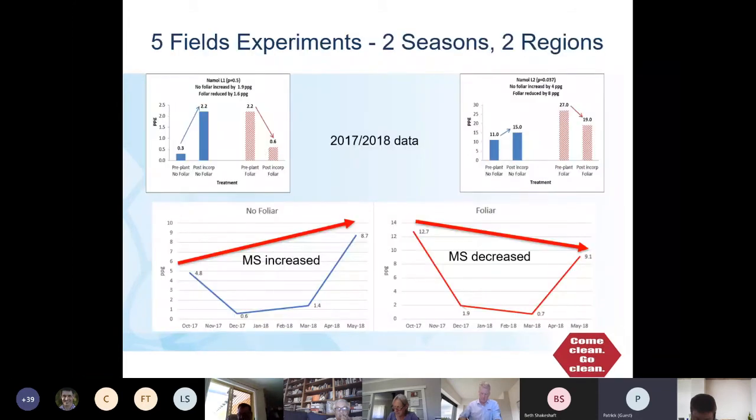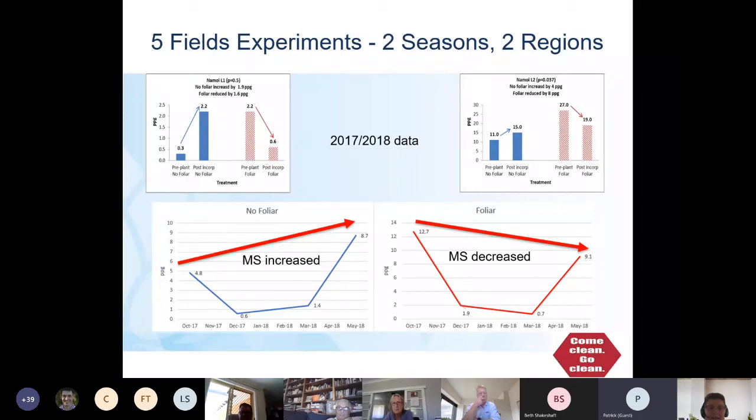So the field trials were conducted over 2 seasons in 2 regions with 5 fields. I've selected 2 sets of data from 2017-18. The graph on the top represents a field with very low incidence and also low propagules. Now in the blue is no foliar applied, no product. On the red is where the X was applied, and this occurs for both fields.